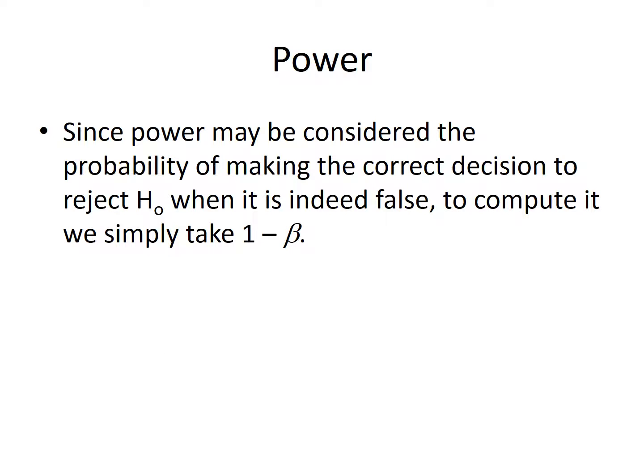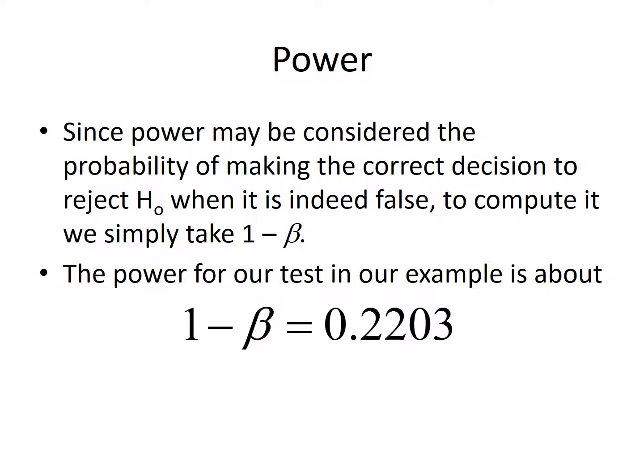Since the power may be considered the probability of making the correct decision to reject the null hypothesis when it is indeed false, we simply take 1 minus beta to compute it. So the power for our test in our example is about 0.2203.